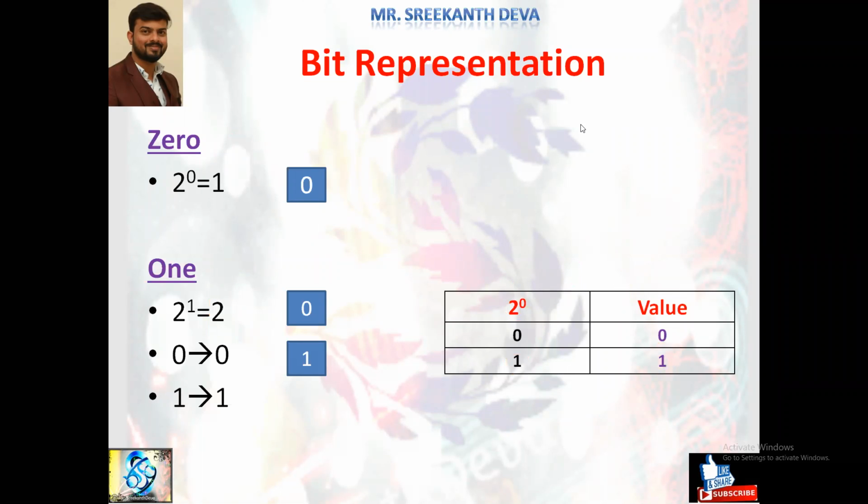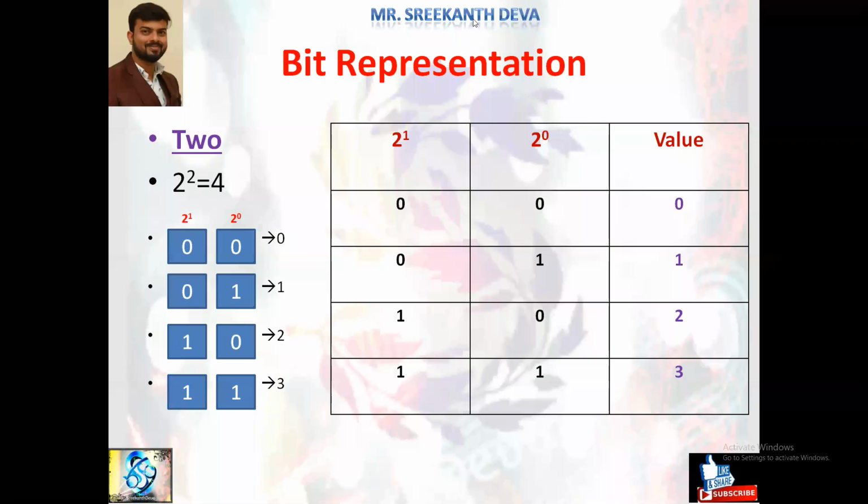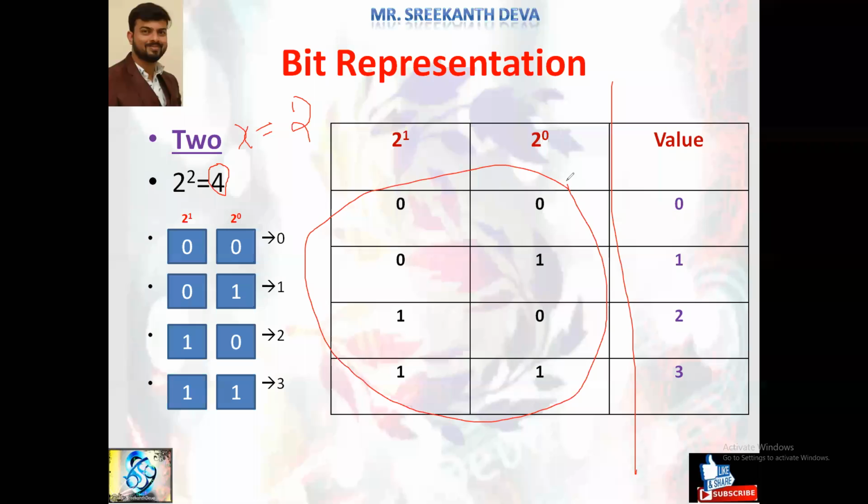You may get much more clarity. I am talking about bit representation. Observe here very carefully. Here I am passing x value as 2. 2 to the power of x, with x value 2: 2 squared means 4. The value becomes 4, so 4 combinations come. Assume 0 0, 0 1, 1 0, 1 1. Observe only these combinations: 0 0, 0 1, 1 0, 1 1. 4 combinations come.